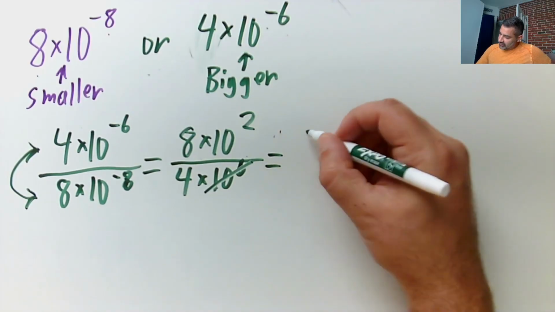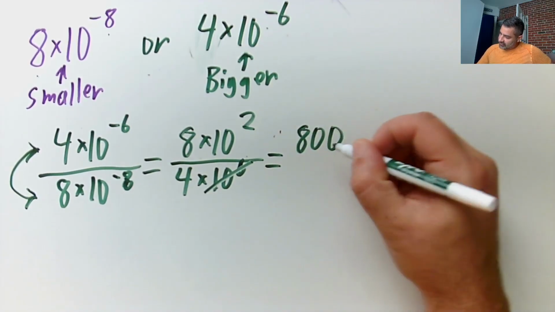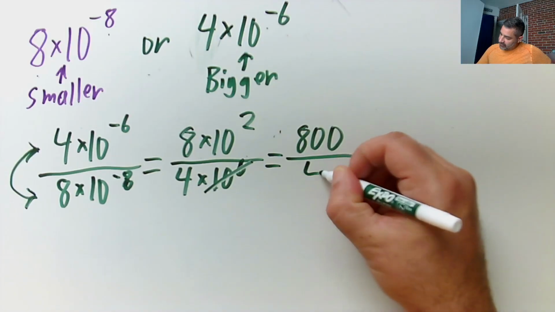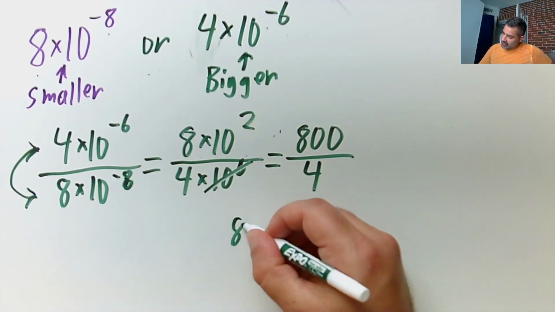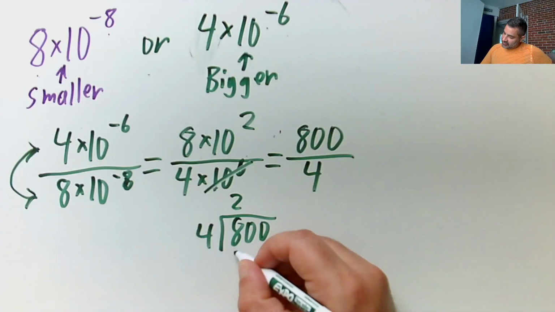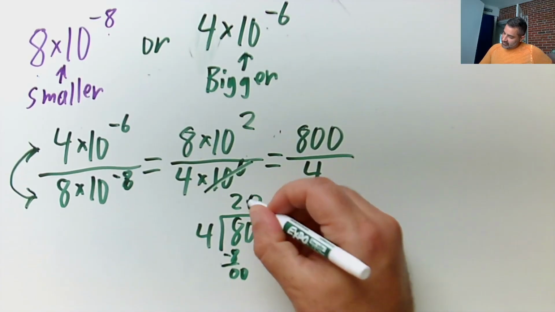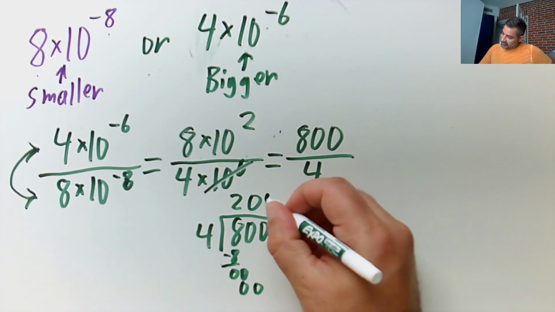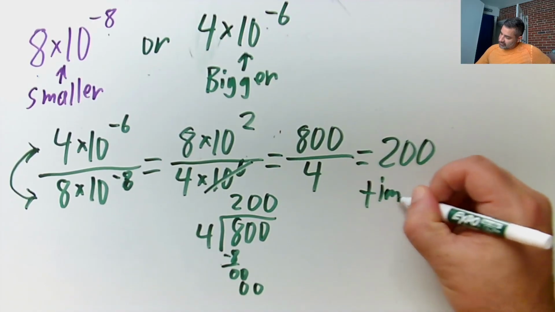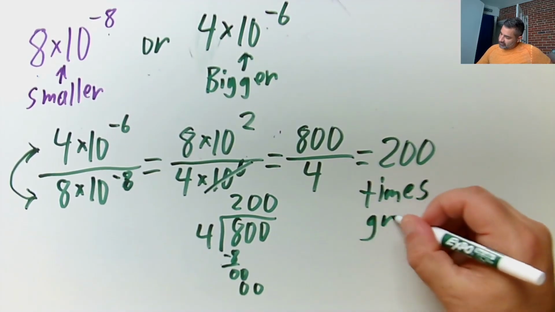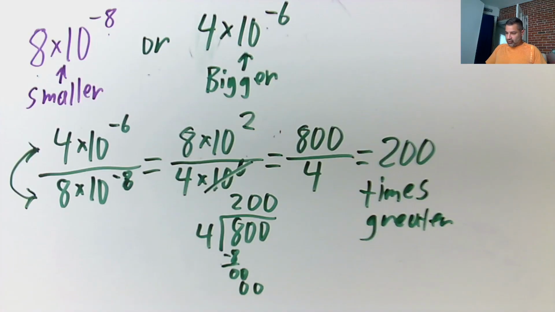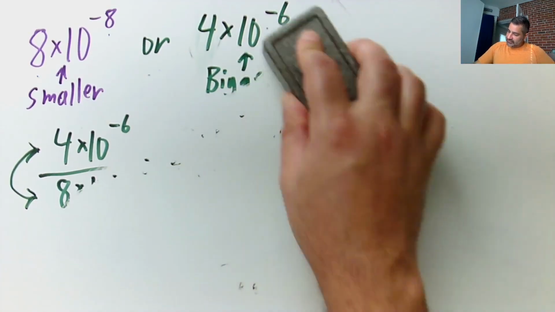And so that will be equal to 800. 8 times 10 times 10 is 800, divided by 4. It's a pretty simple problem. 2 times 4 is 8, then 0, 0. So it's 200 times greater. And that's how you do negative exponents.